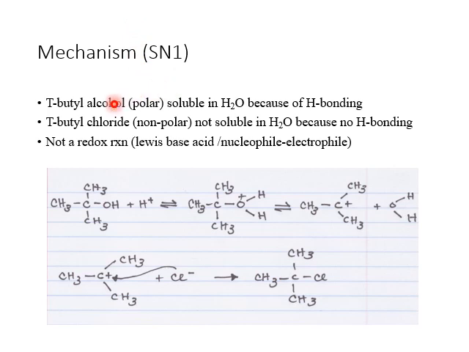And now solubility. So tert-butyl alcohol is a polar compound, and it's soluble in water because of H bonding. Tert-butyl chloride is less polar because there's no H bonding, right? It's not a redox reaction. There's no Lewis base acid or nucleophile electrophile. It's a straight up substitution reaction.